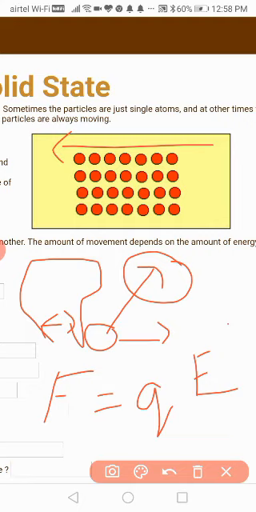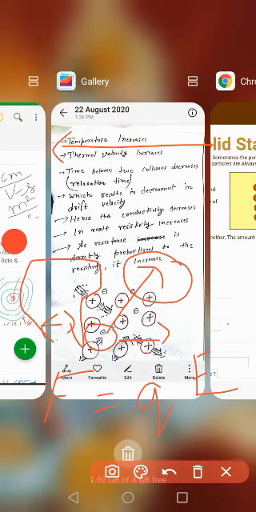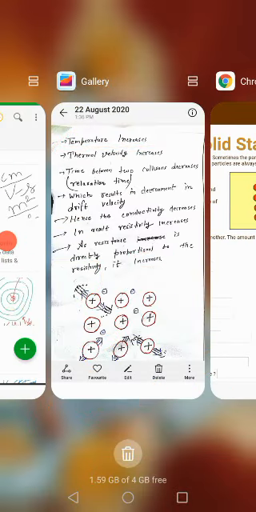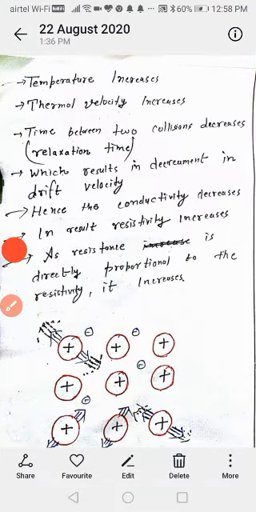Okay, now next point, which results in decrement in drift velocity. So okay, let us revise. Up till now, the first thing was the increment in the temperature, or elevation in the temperature. Whenever the temperature is elevated, there is thermal energy imparted.